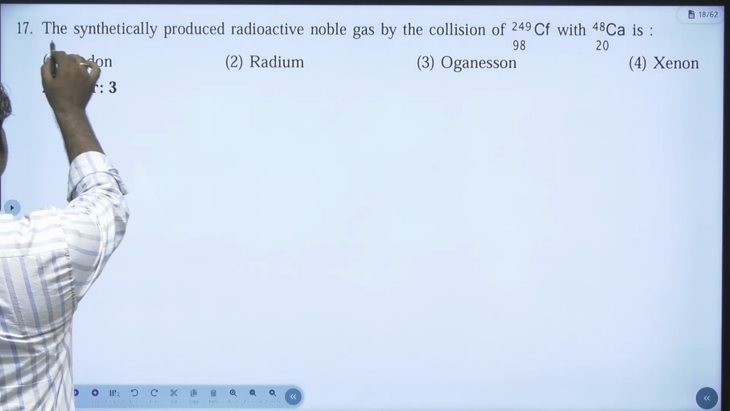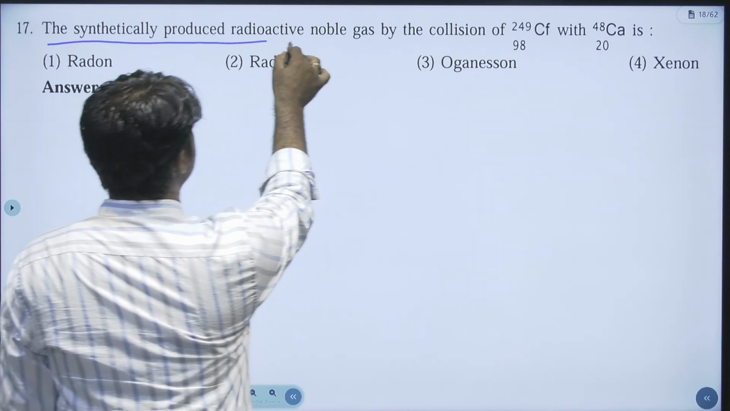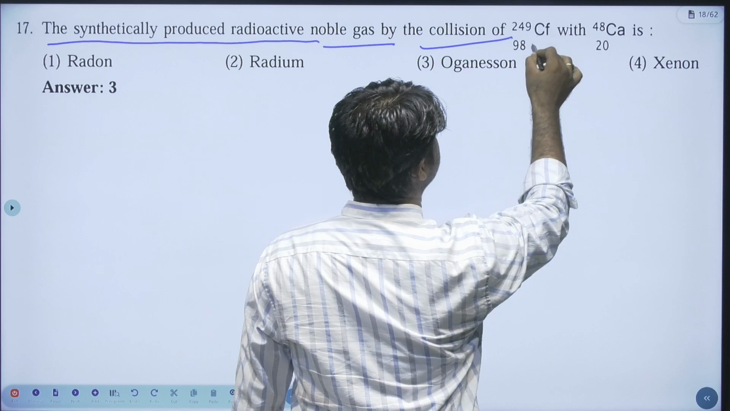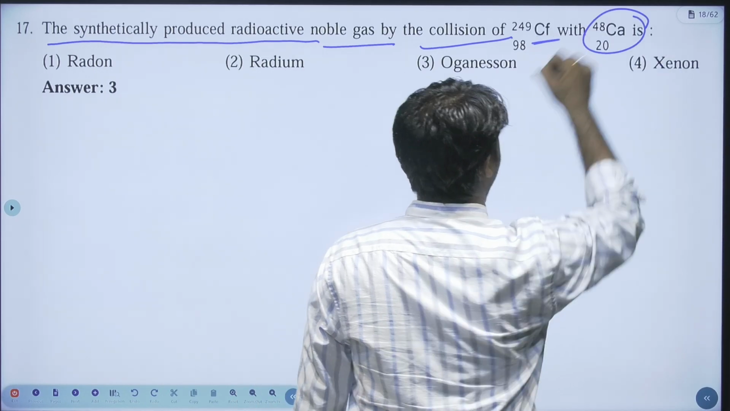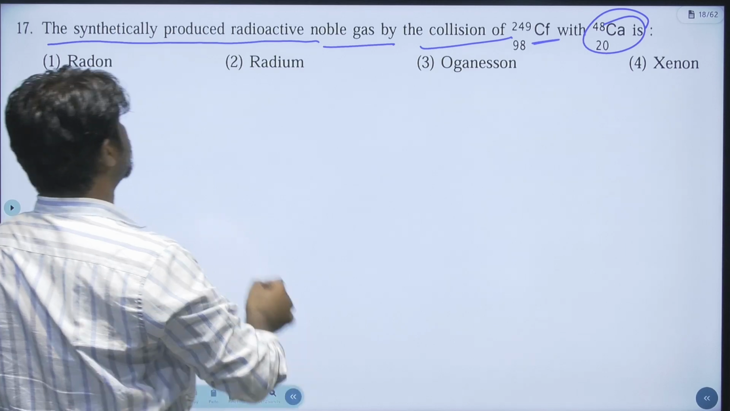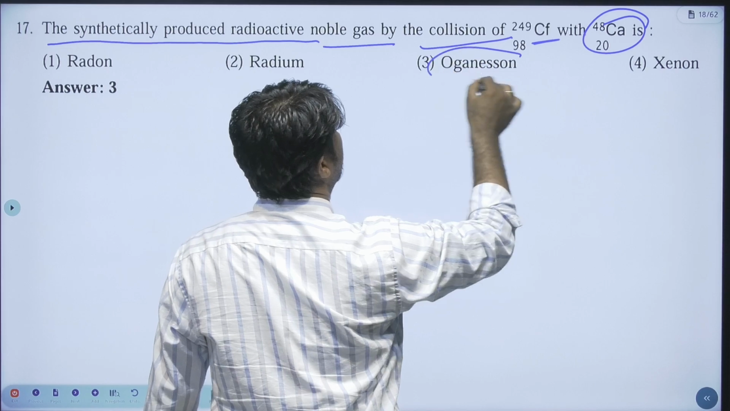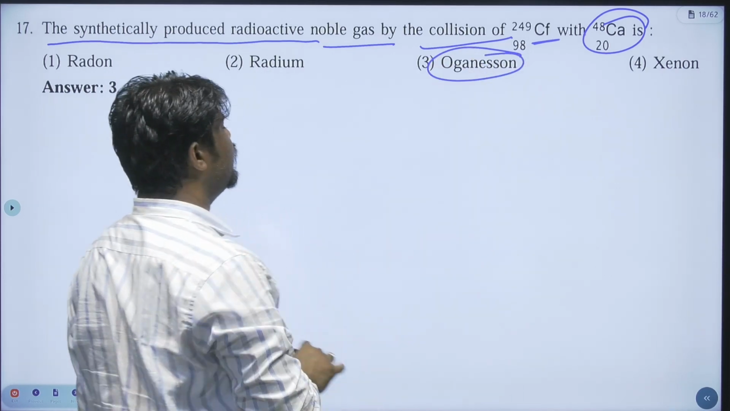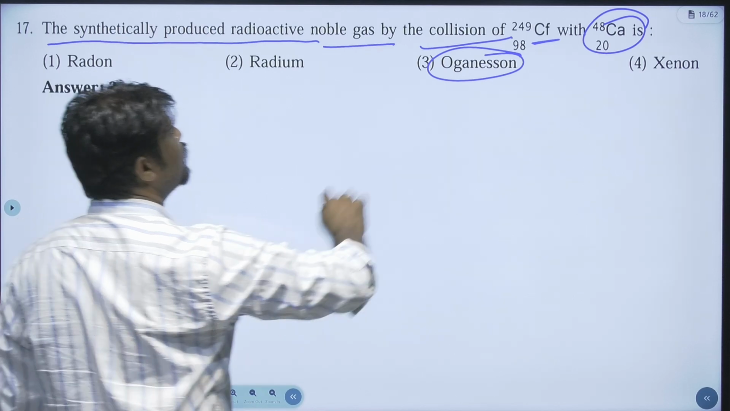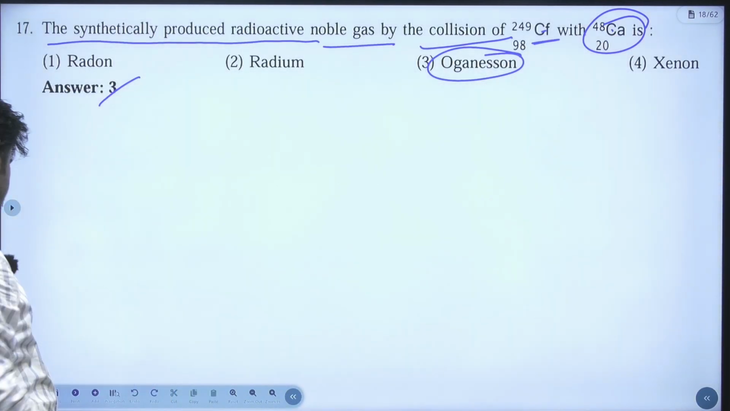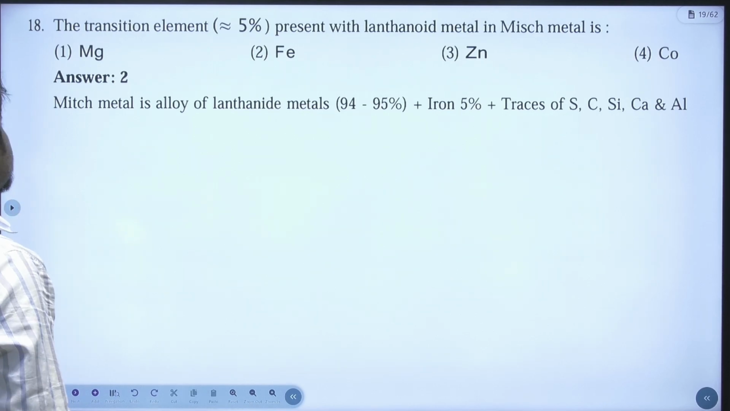Yes. The synthetically produced radioactive noble gas by collision of this Cf with this calcium. So which radioactive element is produced? That is oganesson, a radioactive element which is produced from these two elements. So option 3 is the right answer. Then go to the next question.